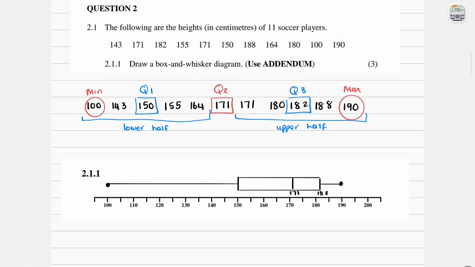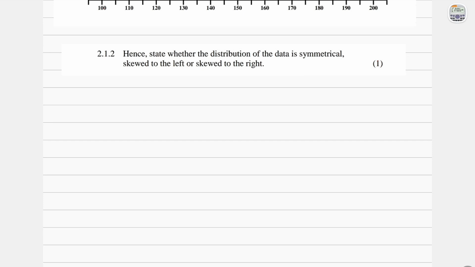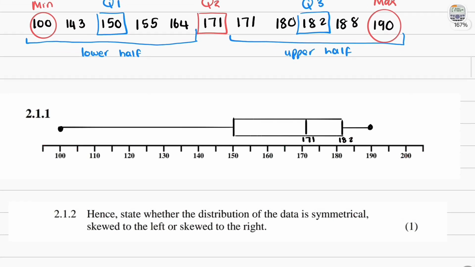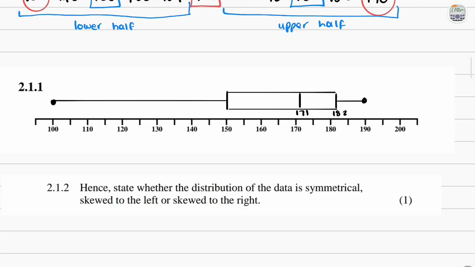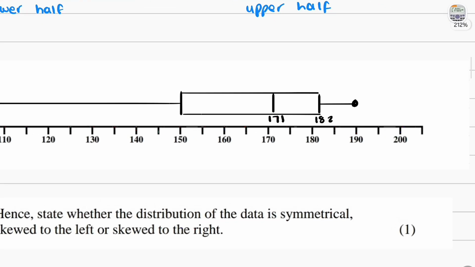Moving on to the next question. Question 2.1.2 says, hence, state whether the distribution of the data is symmetrical, skewed to the left, or skewed to the right. Okay, so looking at this data, you can judge this looking at the box and whisker diagram. So we need to focus on the quartiles. You're just going to focus on how close Q1 and Q3 are to Q2. So do you see how this is? We can clearly see this is not something that we have to actually calculate. Sometimes they're close together, then you have to get exact numbers. But with this one it is very clear.